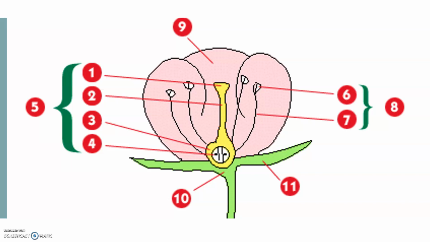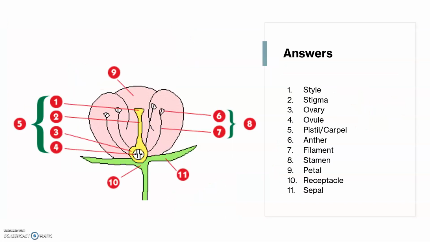Take a moment to look at this diagram and quiz yourself on the parts of a flower. Hopefully you were able to identify all of the parts of a flower. Here are the answers. I hope this video helped you achieve the goals of identifying the parts of the flower and learning about pollination.